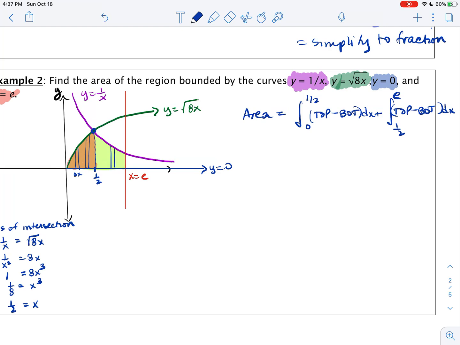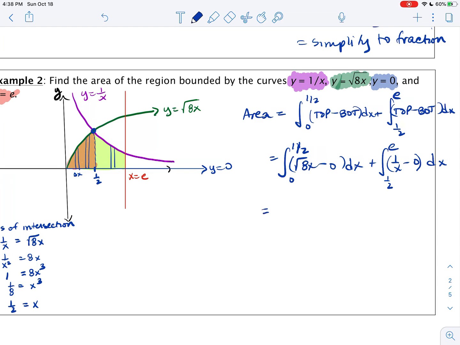Good. And from my graph here, I can see that the top minus bottom of my first one is going to be square root 8x minus the y equal to 0, so that was minus 0, and it should look to you as the area under the curve, which is fine. And then the second one, from 1/2 to e, should be the 1 over x minus the 0 dx, and that's also the area under the curve.